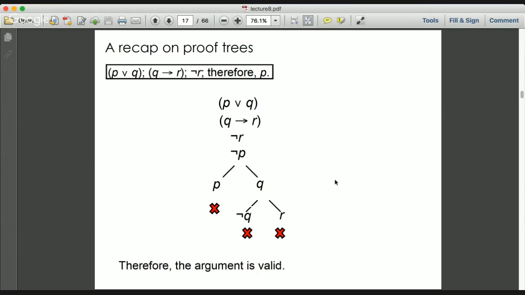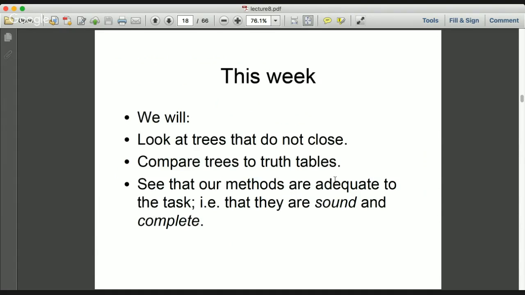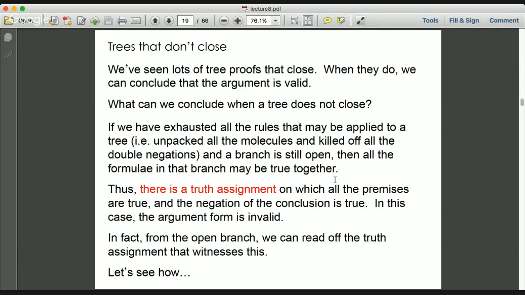Okay, good. So let's look at trees that don't close. We'll look a bit more at comparing trees to truth tables, and then we'll look at soundness and completeness. Right, so as I said, we've seen lots of trees that close. All we've done so far is see trees that close. And when they do, then we conclude that the argument is valid. But what about when it doesn't close?